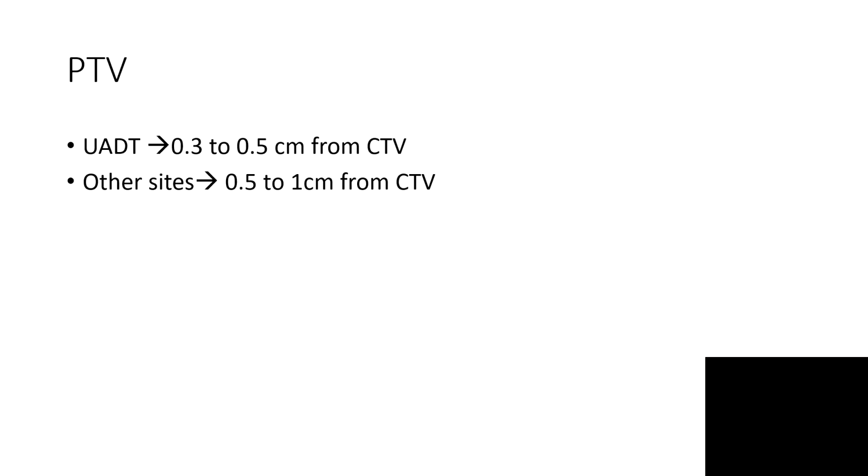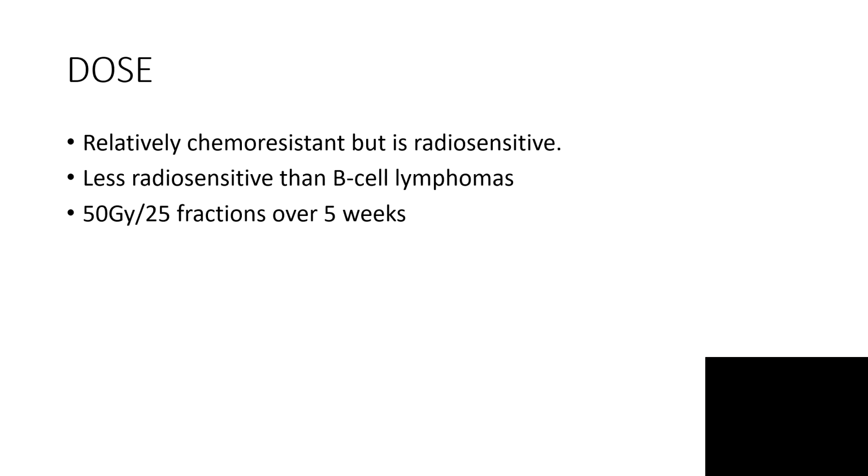PTV expansion for upper aerodigestive tract NKT cell lymphoma is about 0.3 to 0.5 cm around the CTV, and for other sites is 0.5 to 1 centimeter all around. Because NKT cell lymphoma is chemo-resistant and radiosensitive, but not as radiosensitive as Hodgkin lymphoma or other B-cell lymphomas, the recommended dose of treatment for the primary tumor is up to 50 Gy in 25 fractions, and the prophylactic node area can be treated to a lower dose of 40 to 45 Gy.